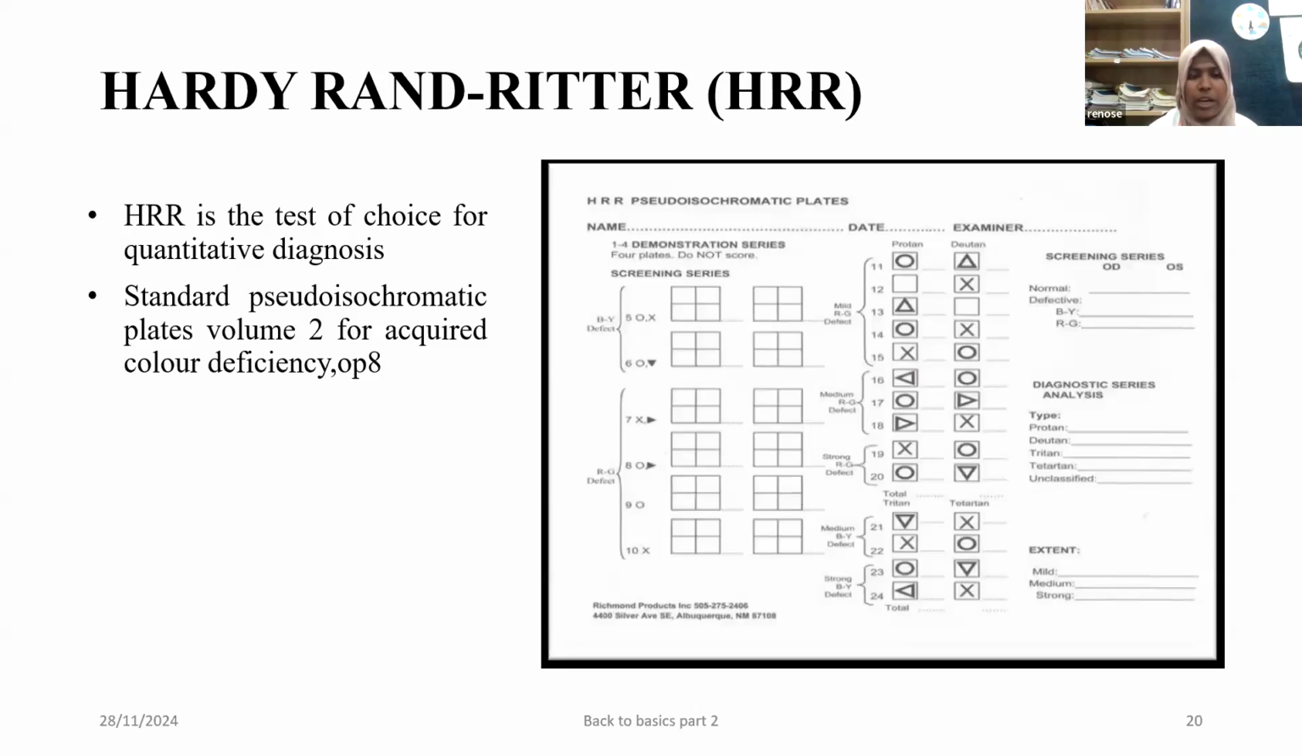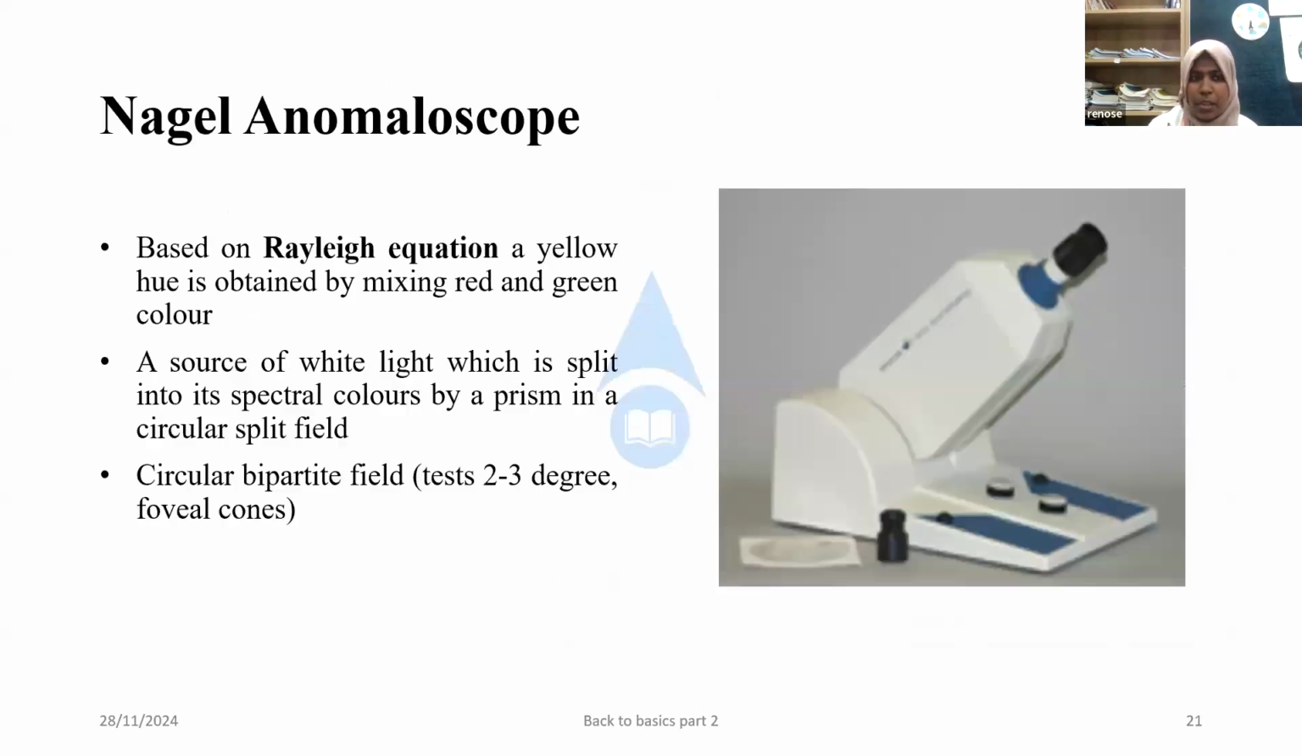The standard pseudoisochromatic plate is used for acquired color deficiency. This test is like the pseudoisochromatic plates. In this chart, the symbols denote a circle, triangle, and X.